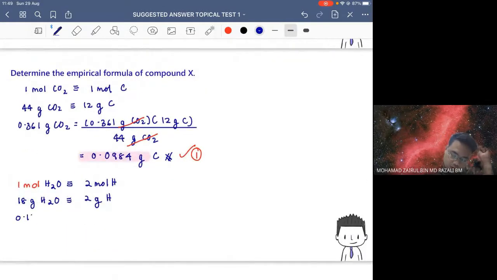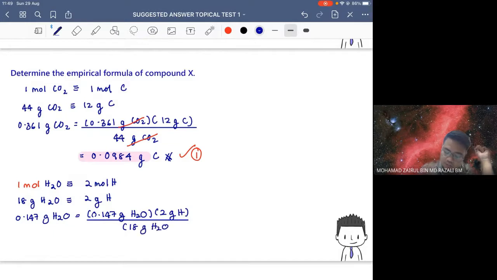So 0.147 gram H2O. So awak nak cari berat hidrogen, kita guna ratio: 0.147 gram H2O multiply by 2 gram hydrogen divided by 18 gram water. Okay, so kalau awak tengok kita boleh cancel out gram water. So your final unit is gram hydrogen.